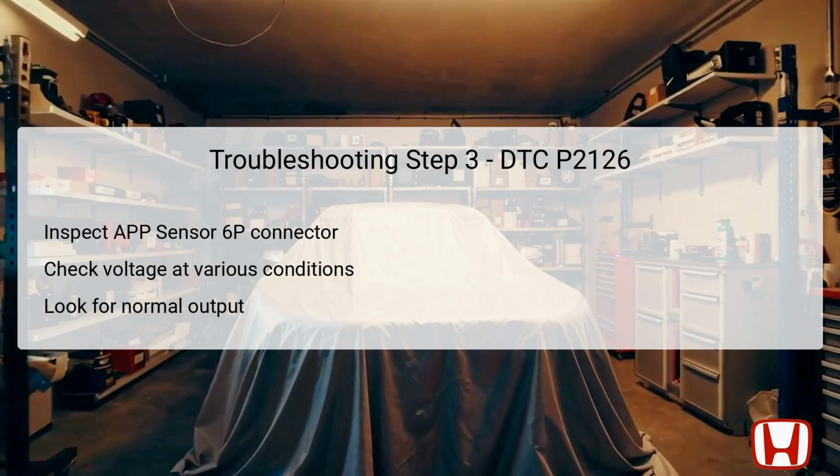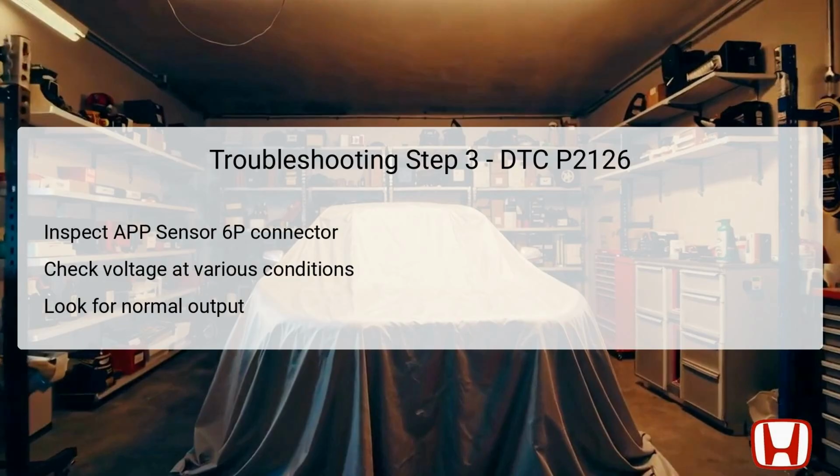Initially, the APP sensor connector should be disconnected to facilitate a clean test. During this phase, you will test the voltage output of the sensor under ignition, IG mode. In this scenario, normal conditions dictate that you should observe an output voltage of around 5.0 volts. If this voltage is present, it indicates that the accelerator pedal module is likely malfunctioning.